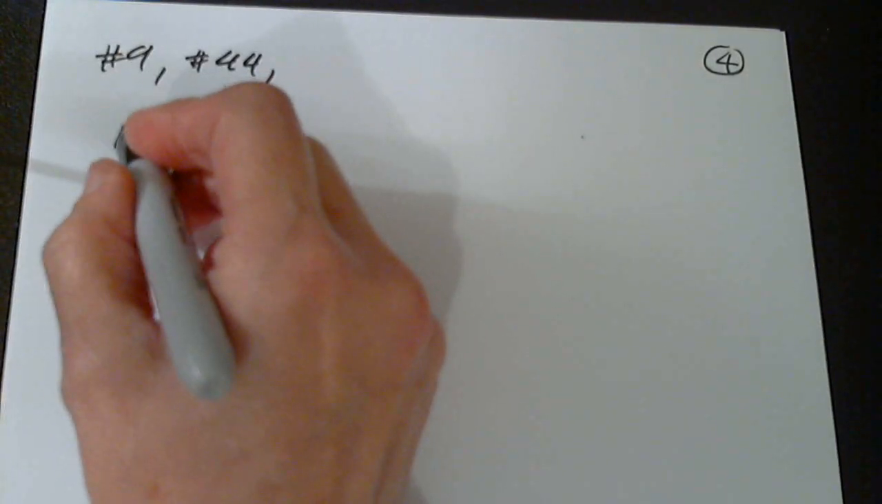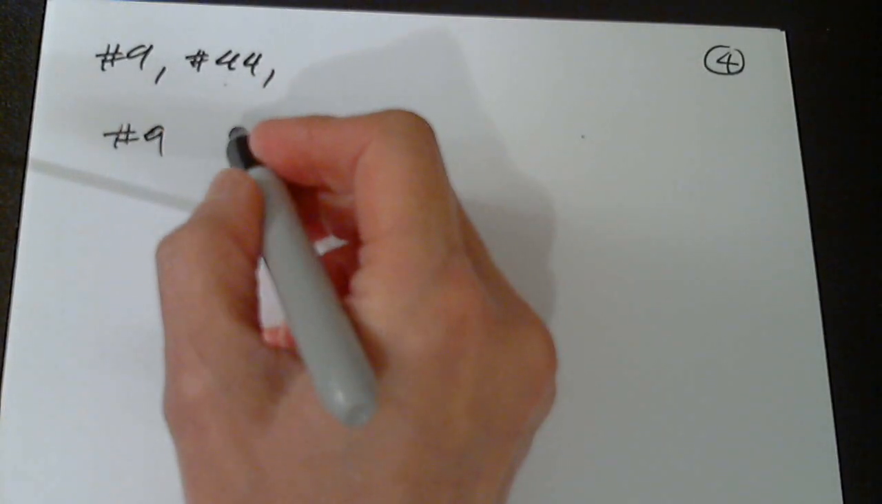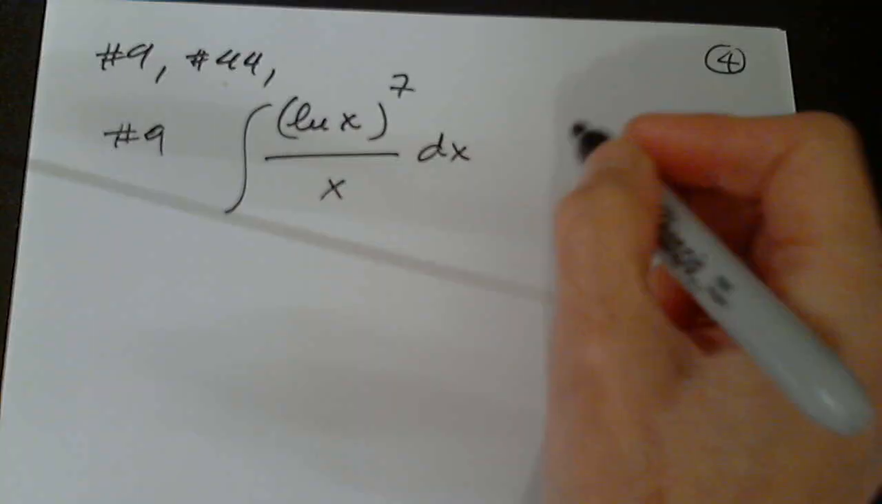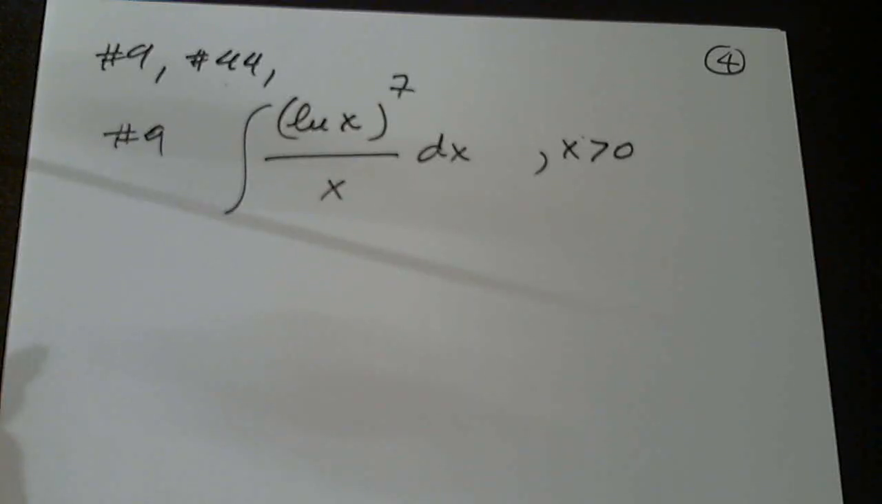Okay, so we want to start with 9. So let's start with 9. 9 is the indefinite integral from natural log x to the 7th power divided by x dx. Of course, x greater than 0. Perfect.